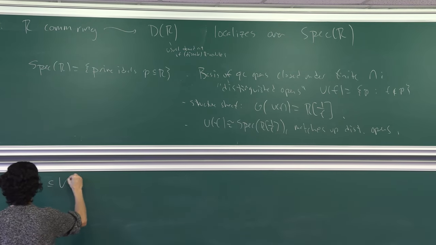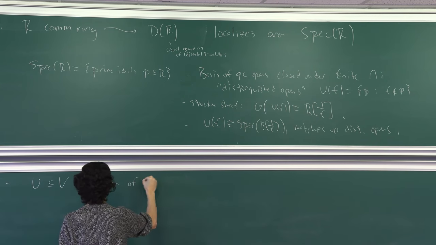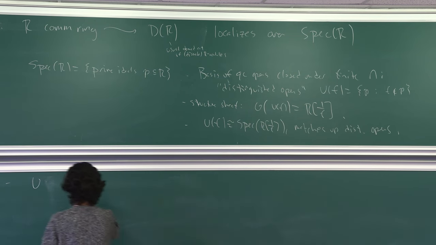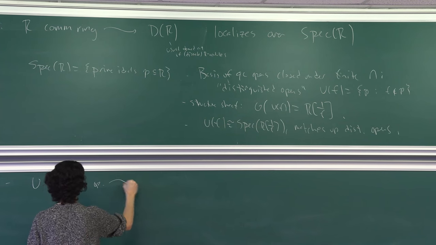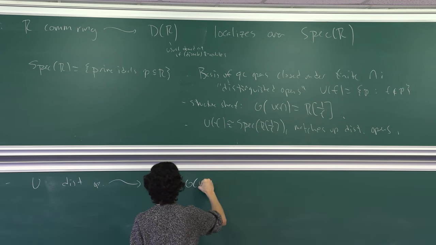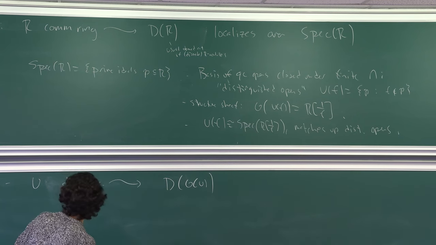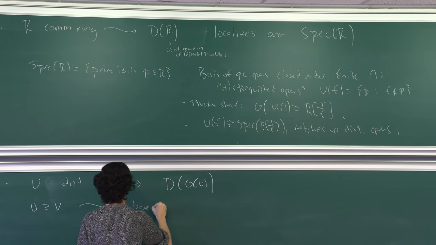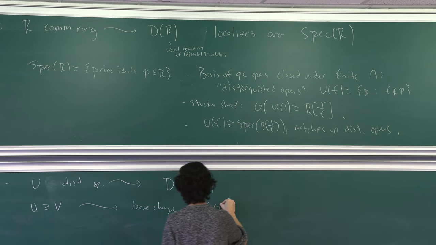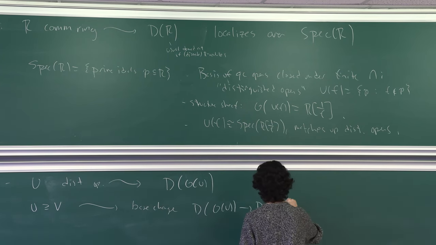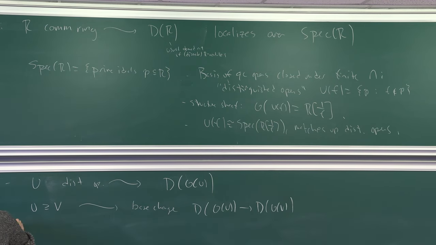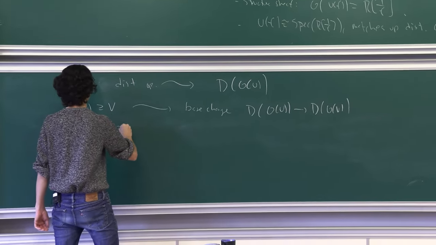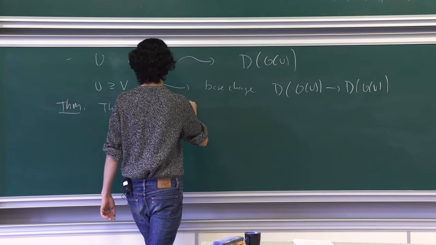And then if this is an inclusion of distinguished opens, so if U is a distinguished open, to this we can assign the derived category of the value of the structure sheaf on U. And if V is contained in U, then you get a base change functor. And then the theorem, completely classical, I guess, is that this presheaf is a sheaf.